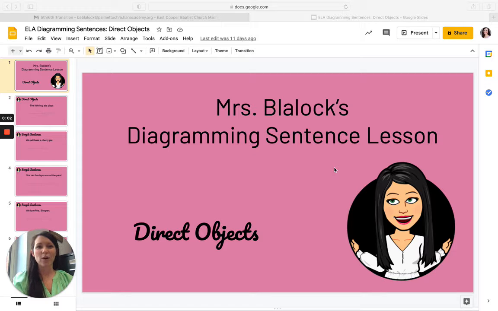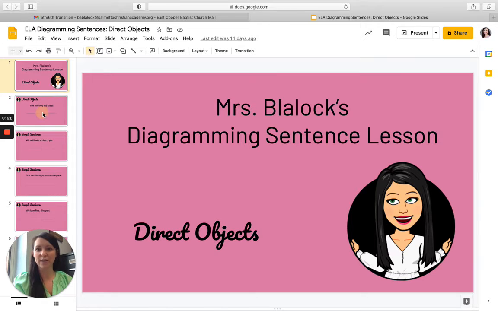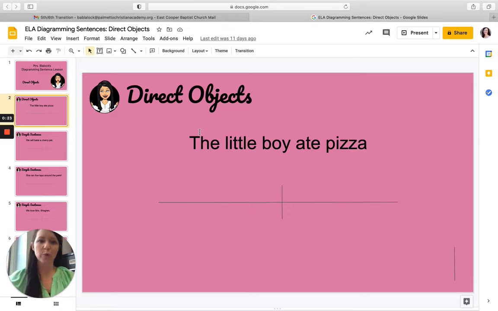Hey friends, and welcome to the lesson on diagramming sentences with direct objects. In a previous lesson, I showed y'all how to diagram simple subjects and simple predicates, and today we are adding on direct objects. So the first sentence we're going to diagram is "The little boy ate pizza."